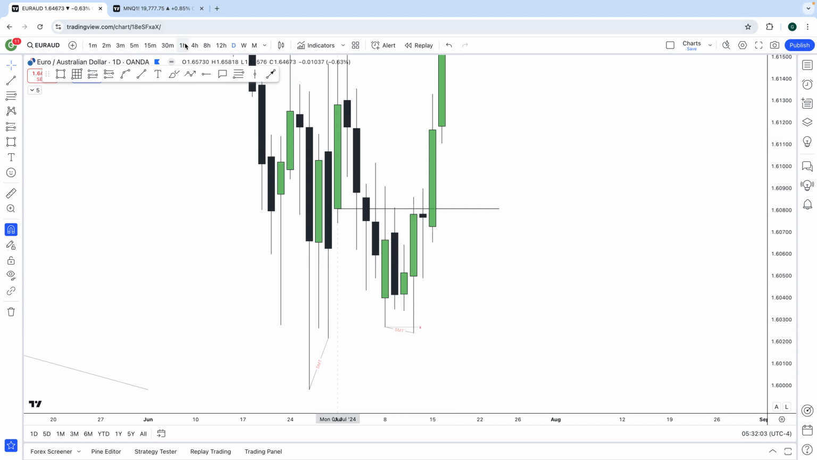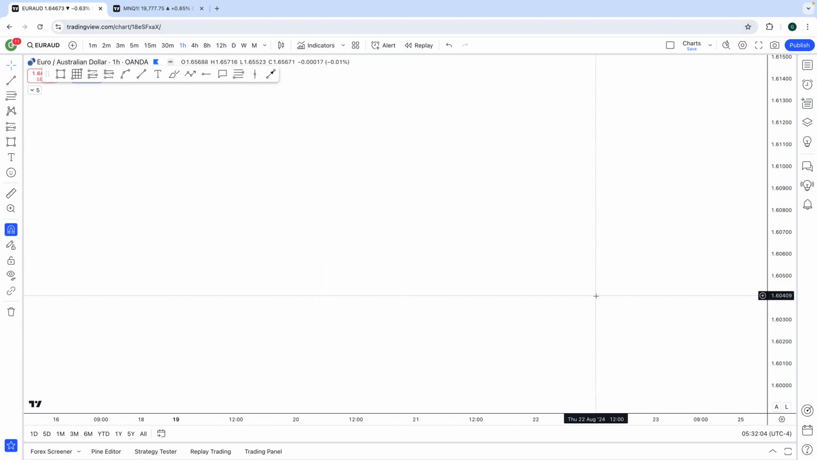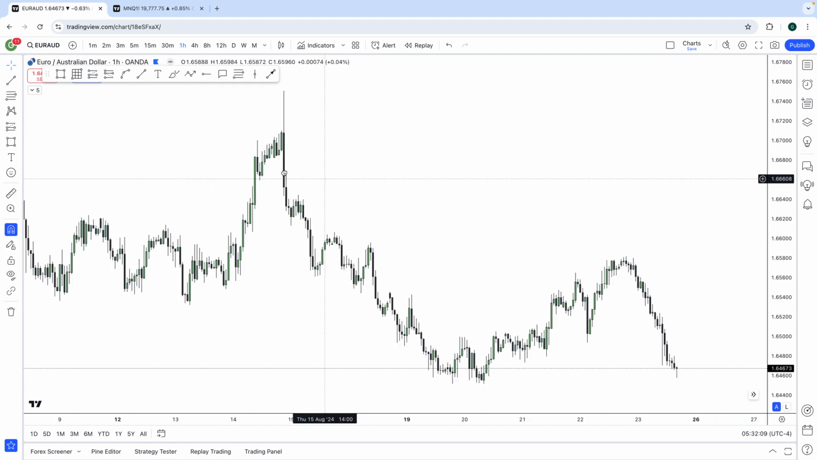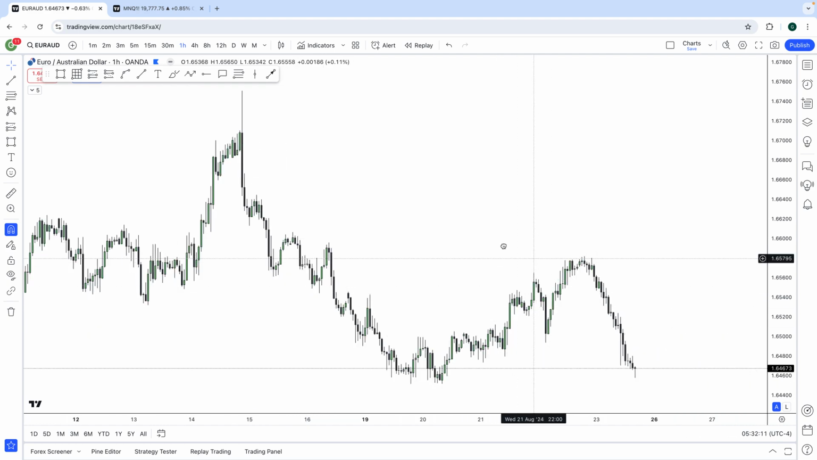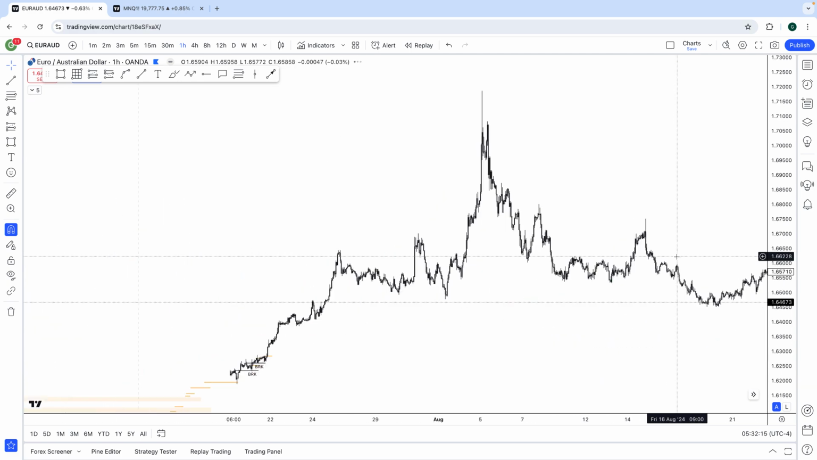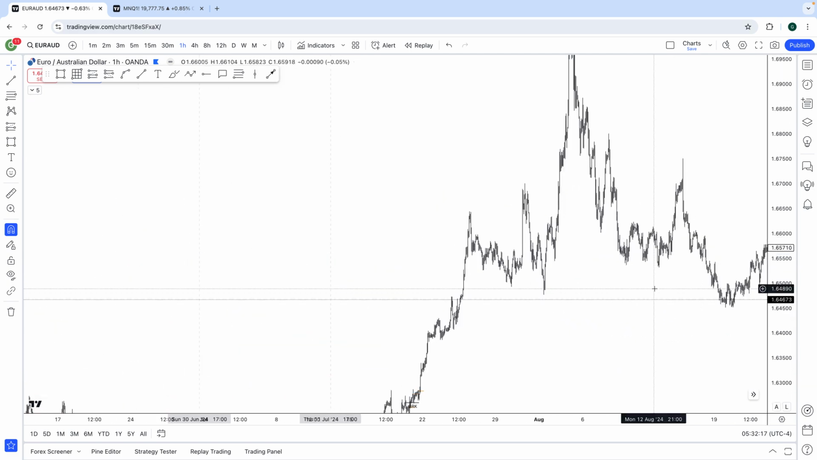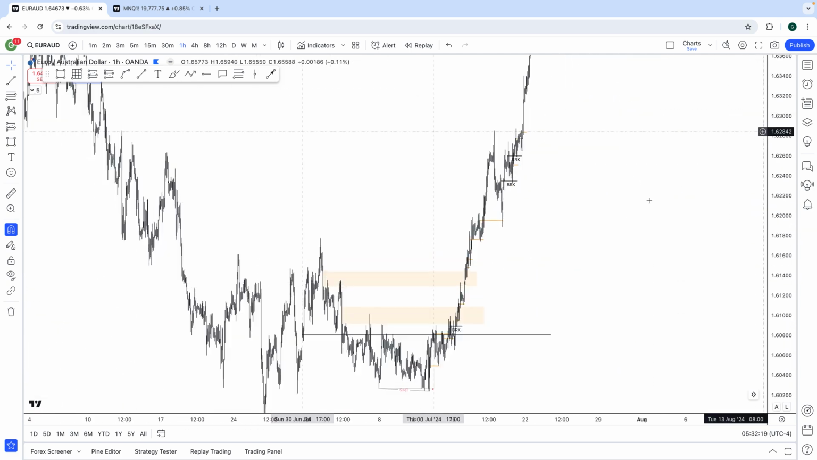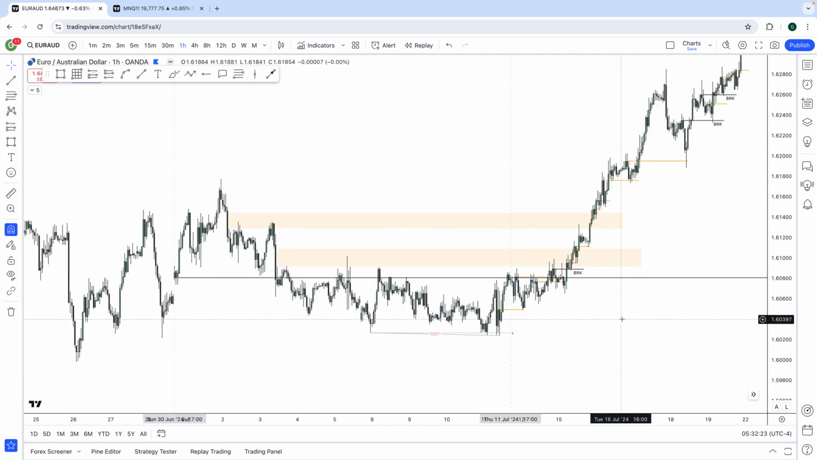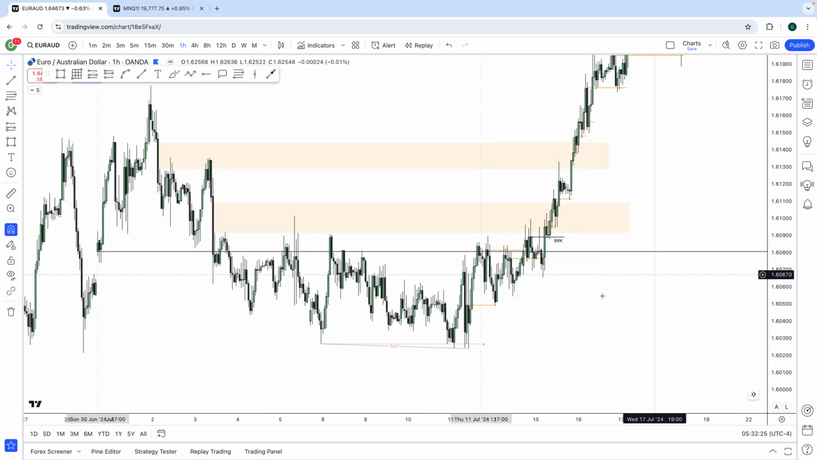So now let's go to the hourly chart. Now we expect distribution, because we have the monthly activation, now we have the daily activation. Now let's go to the 1 hour. All right, so we're waiting for that day to close. It closed a reversal candle.